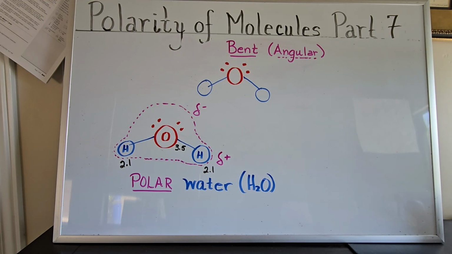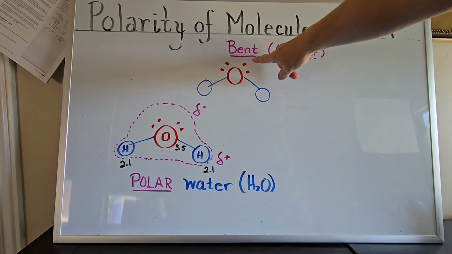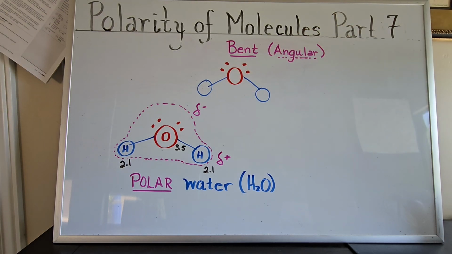Welcome to Polarity of Molecules Part 7, the bent or angular geometry. This geometry is very similar to linear. However, you notice the terminal atoms are bent out of the plane of the central atom. What causes that bend? You can probably guess based on the trigonal pyramidal. There are 2, in this case, instead of just 1, 2 pairs of lone electrons.